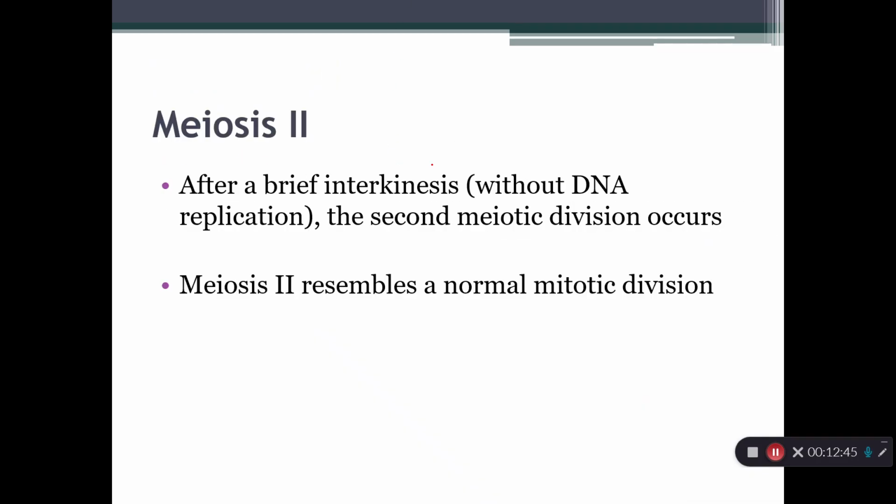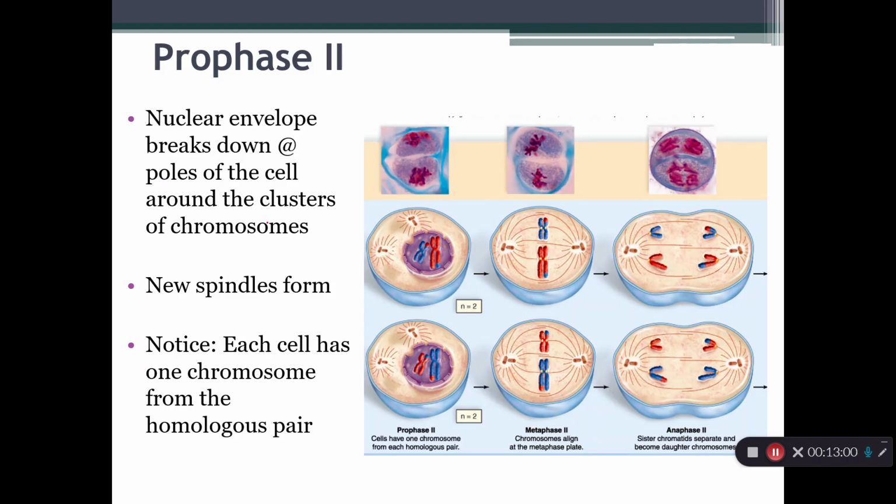In meiosis 2, after a brief interkinesis without DNA replication, we don't need to make any more DNA because we're going from diploid to haploid. After this, it's normal meiotic division. Because there's no DNA replication, we're reducing. Meiosis is a reduction of chromosomes, reduction of DNA. So same thing. The cell membrane breaks down, the nucleolus goes away, spindle fibers form.